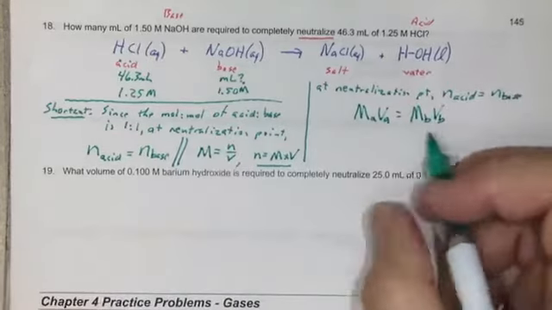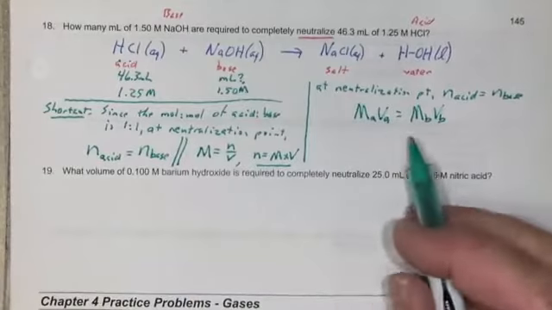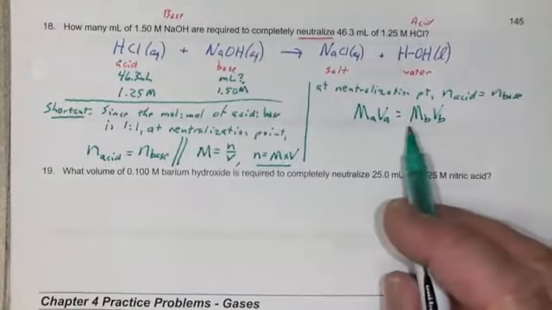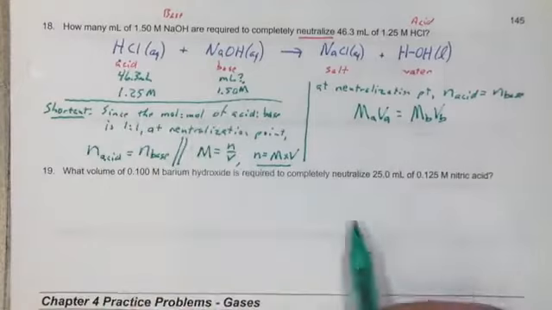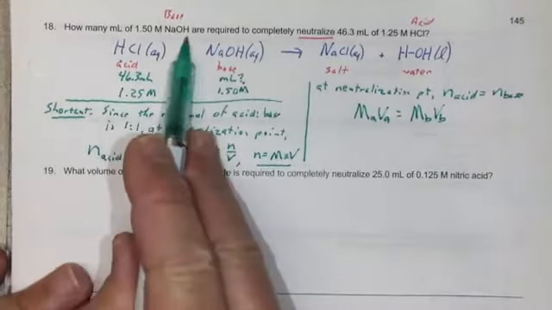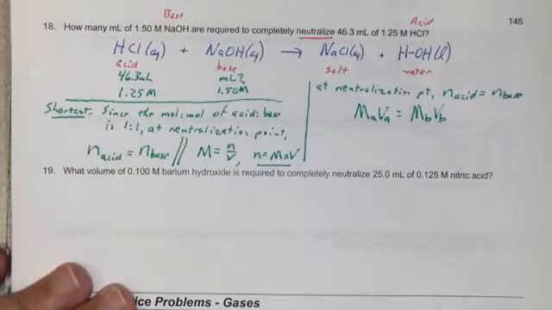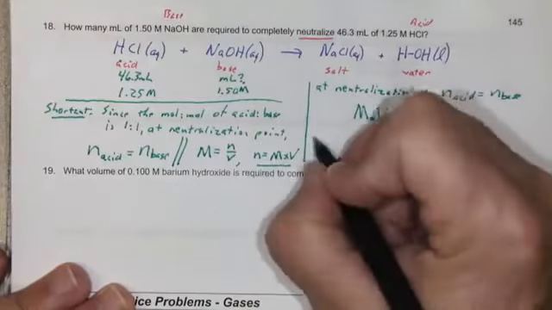This is the same as the solution by dilution equation that we used on the previous problem. M1V1 equals M2V2. Now, you can only use this if the mole-to-mole ratio is 1 to 1. But the mole-to-mole ratio here is 1 to 1. And it asks how many milliliters of base. So I'm looking for the volume of the base. So I'm going to rearrange and solve for the volume of the base.